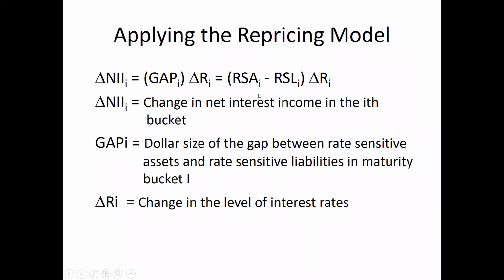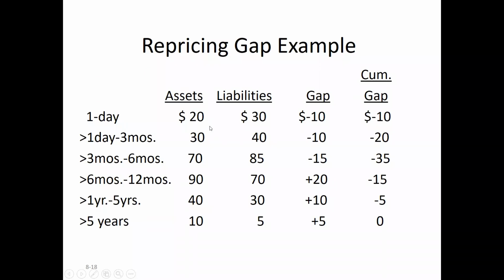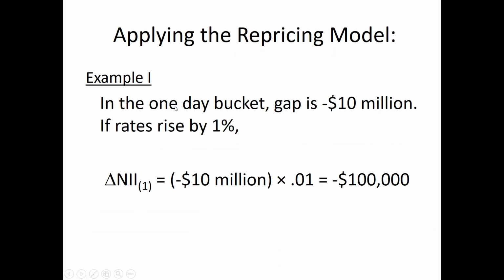To find the impact on interest income, we just multiply the gap by the change in interest rate. If you're asked to calculate the change of net interest income considering only 1 day instruments, you will consider only that bucket. In the example, the 1 day bucket gap is negative 10 million, and any rise in interest rate, say by 1%, will reduce the net interest income by $100,000.